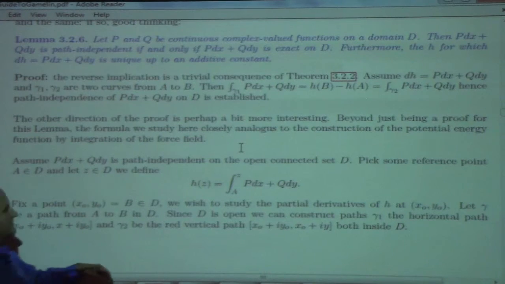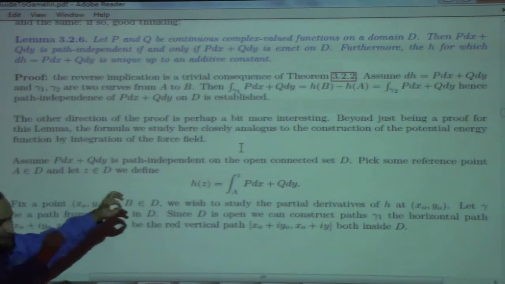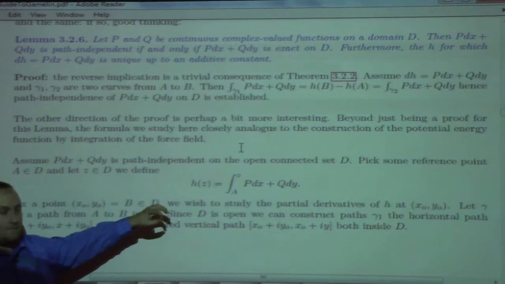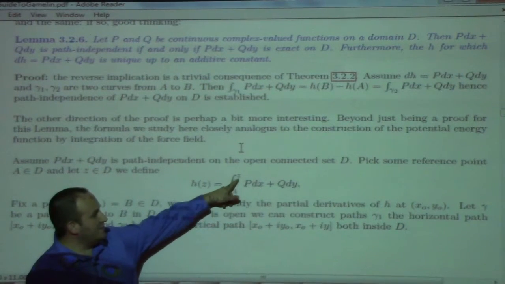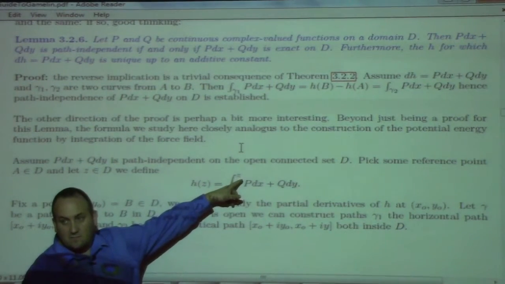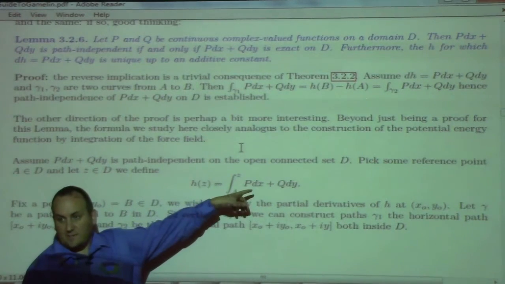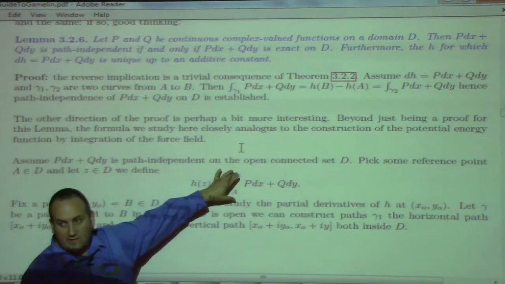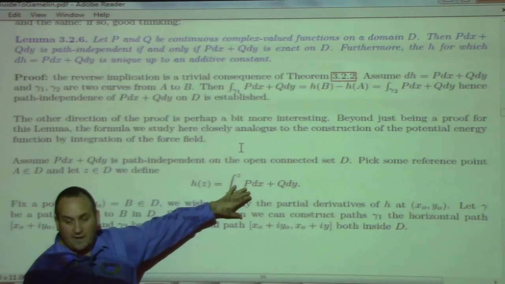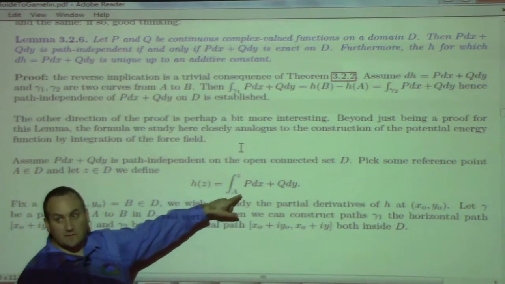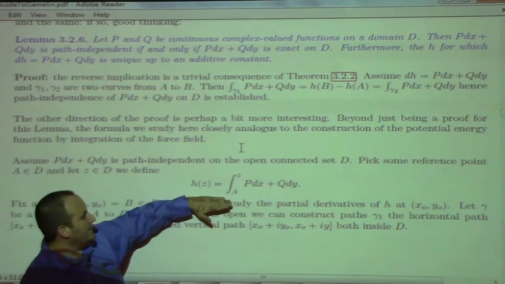This is how you define it. Because it's path independent, you can just pick some point A in the domain. If I tell you the initial point and the final point of the line integral, that's well defined if we have path independence. It doesn't matter which path you take from A to z, it has a single value. So this is a function of z. Path independence gives you that this is single valued. So this is our proposal: H of z is equal to that.